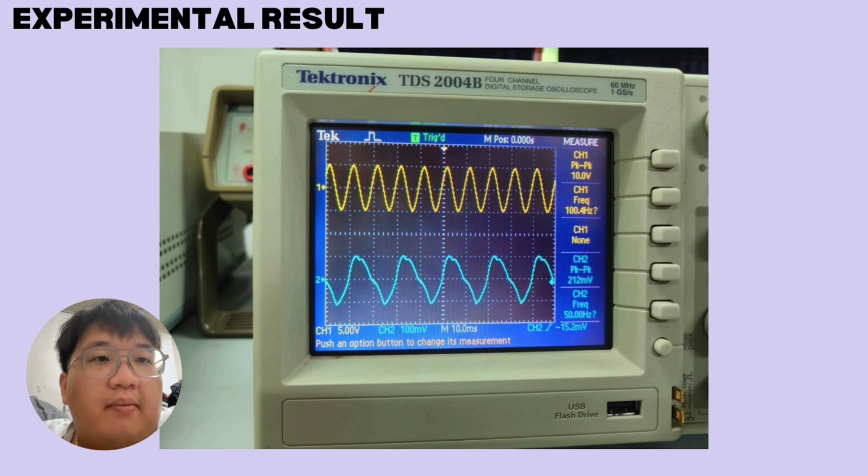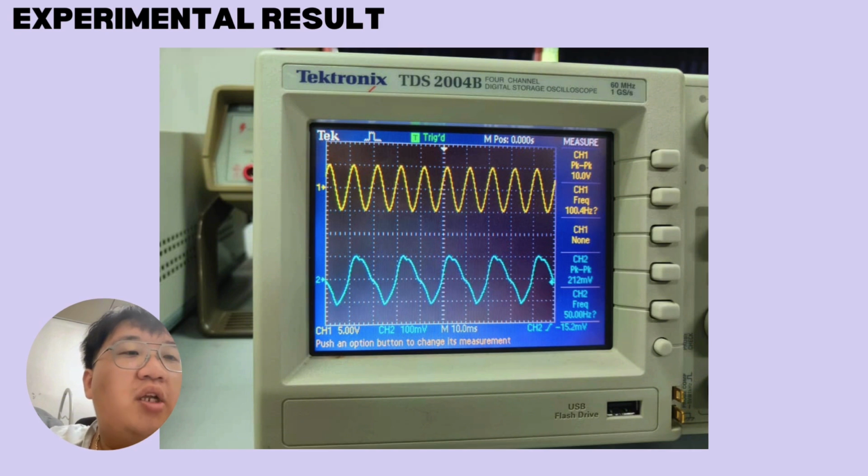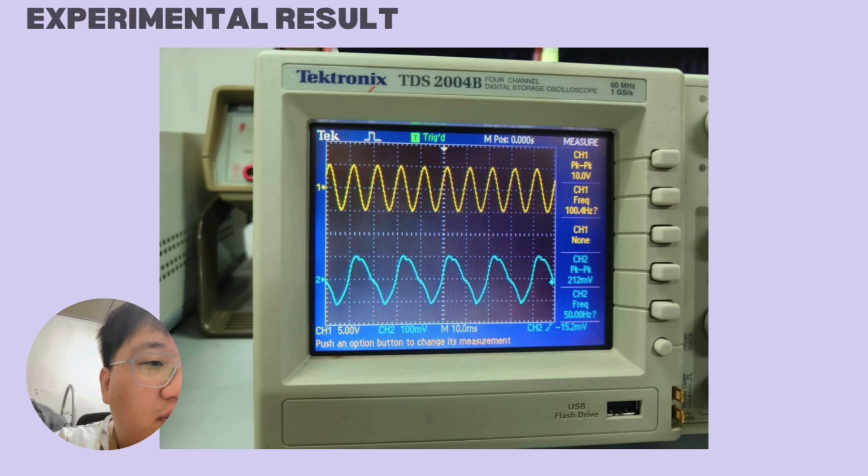Now we will start by looking at this waveform. The yellow one is channel 1, which is the input. You can see that over here, the voltage peak to peak is 10 volt and the frequency is around 100 hertz. The second one is the output, which is channel 2. The peak to peak value is 212 millivolt and the frequency is around 50 hertz. Okay, let's move to the next slide.